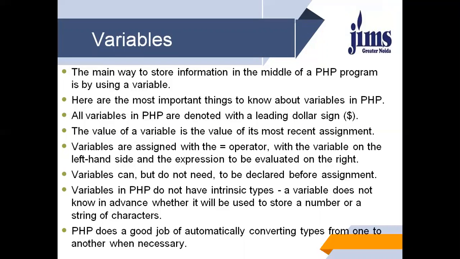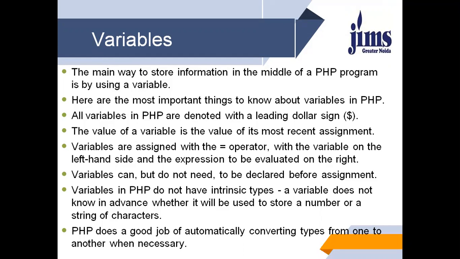The main way to store information in the middle of a PHP program is by using a variable. There are some important things to know about variables in PHP. All variables in PHP are denoted with the leading $ sign. The value of a variable is the value of its most recent assignment. Variables are assigned with the equal operator, with the variable on the left-hand side and the expression to be evaluated on the right-hand side. Variables can but do not need to be declared before assignment.